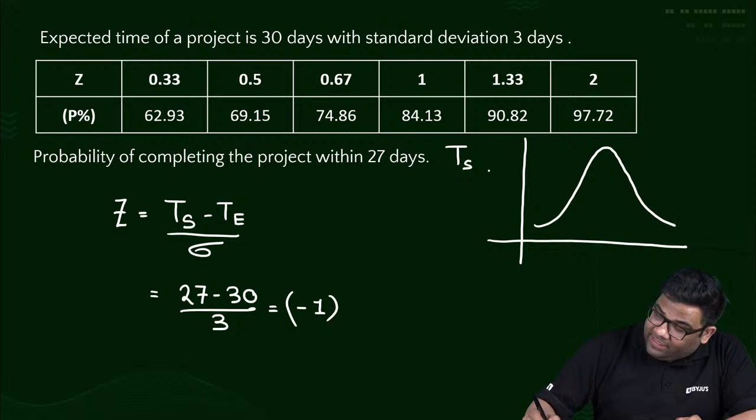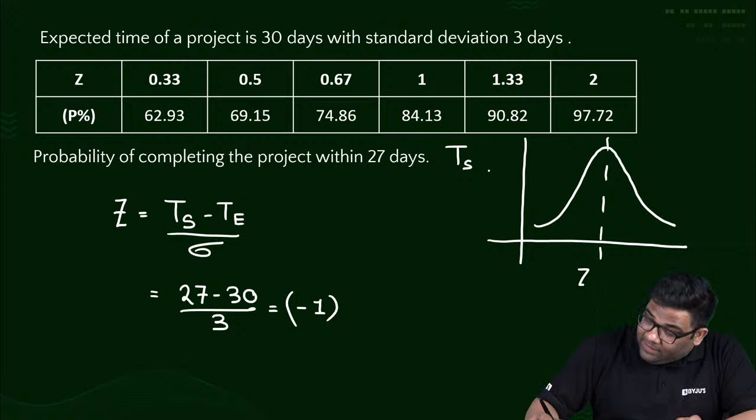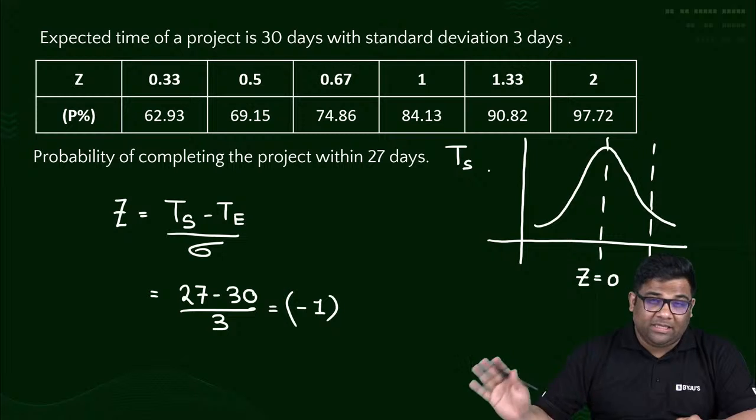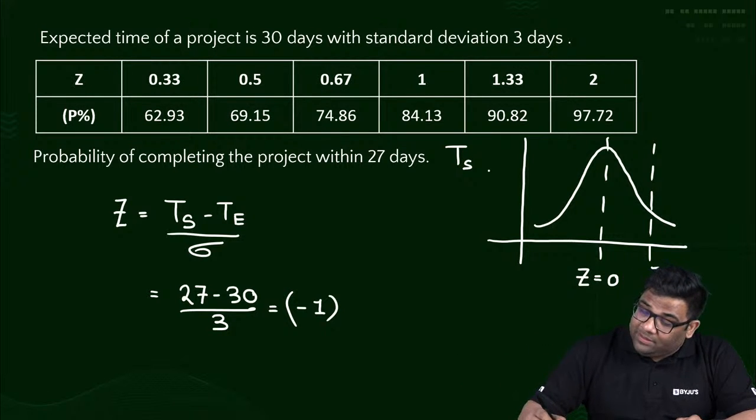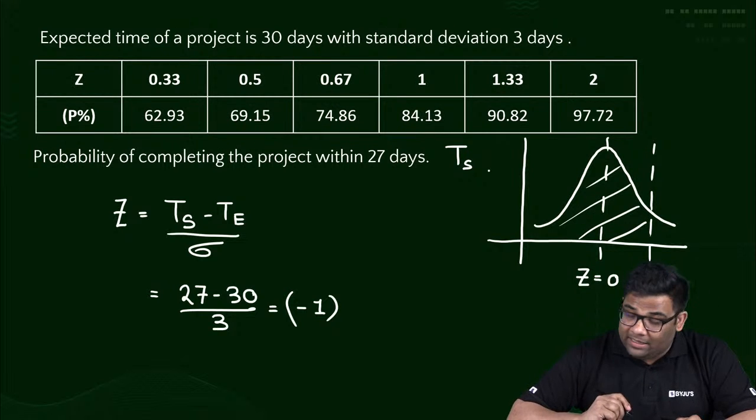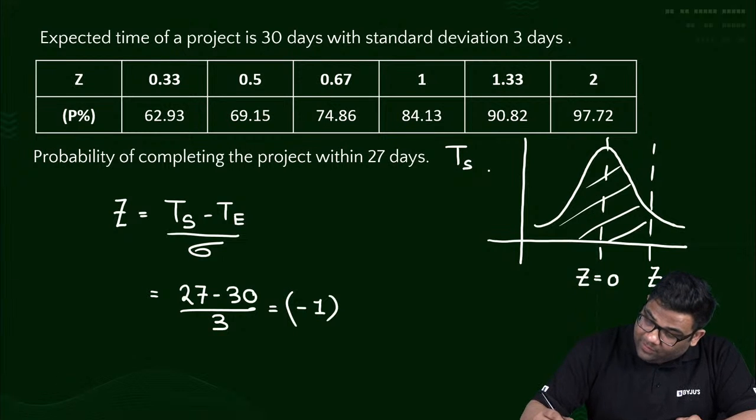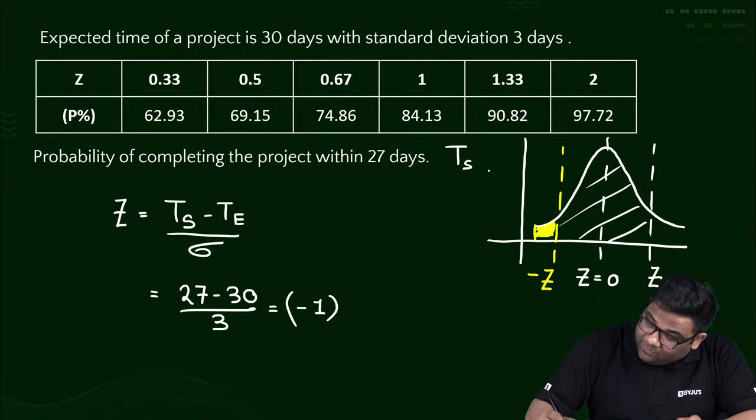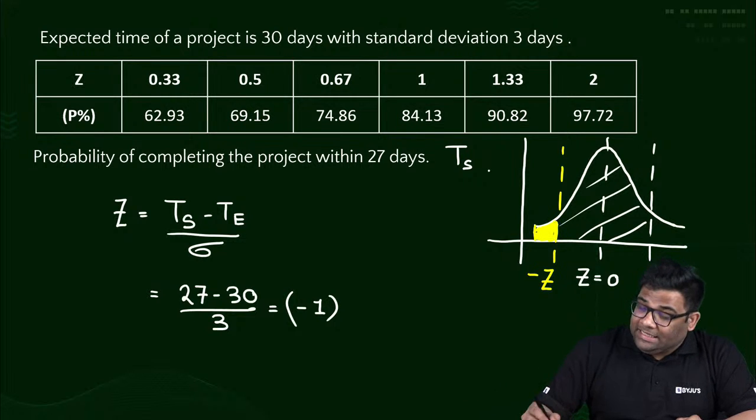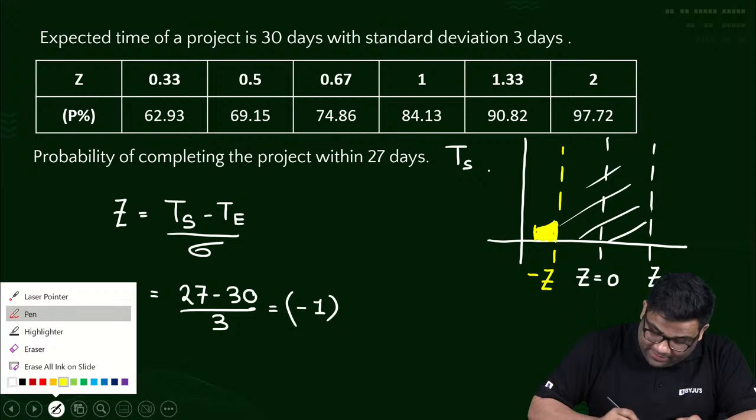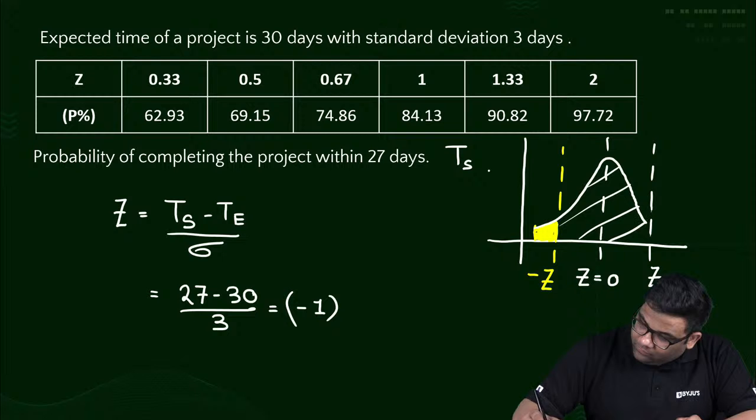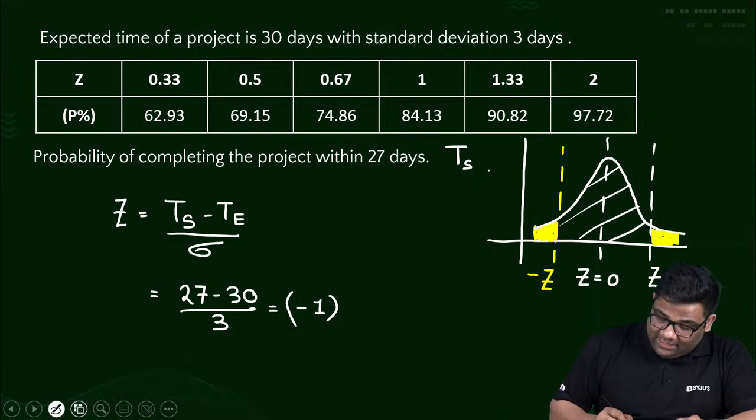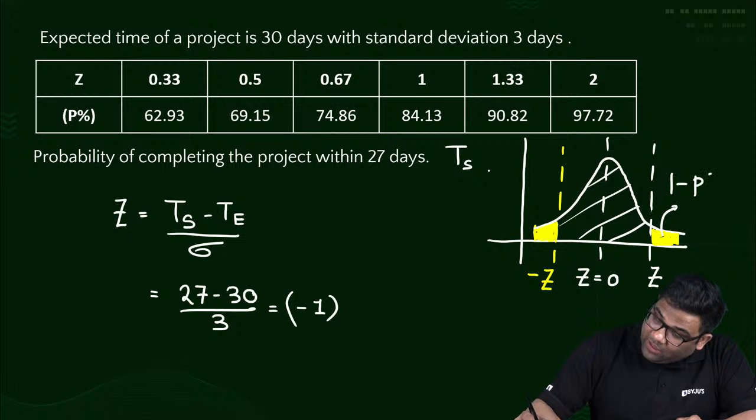You see, this standard variate distribution is symmetric about Z equal to 0. Now when I say probability of positive Z, this is the area. Now if I consider negative Z, minus Z, the probability of minus Z is this much only. It is symmetric, so this area is the same as this area. This area is nothing but 1 minus probability of positive Z.